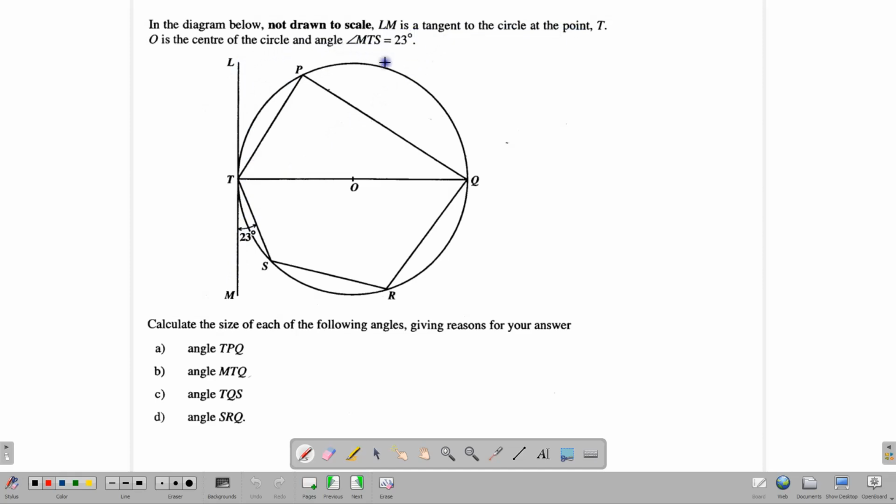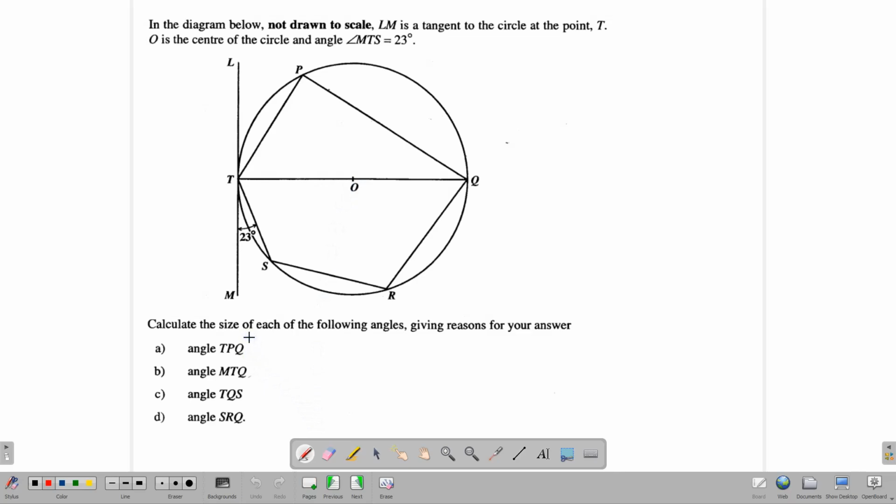The angle MTS is 23. We know that this line is a diameter because it references the point O. Notice the point O in the middle. Once you see that, you know that this line is a diameter. That's important because sometimes we can see a line and assume it's a diameter when it's not. So unless you see that O on it, or unless the question says it's a diameter, do not assume it's a diameter. All right, so let's try to answer this question.